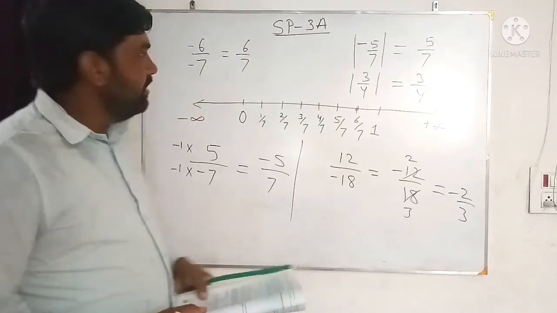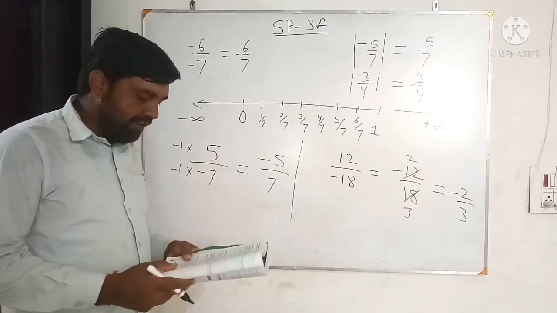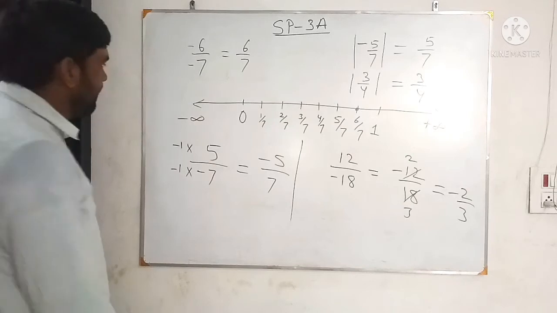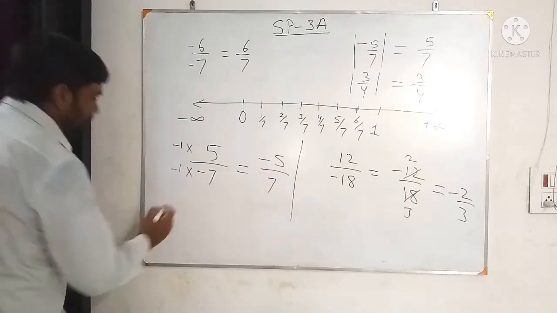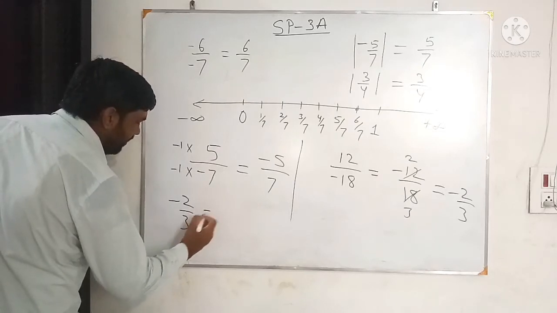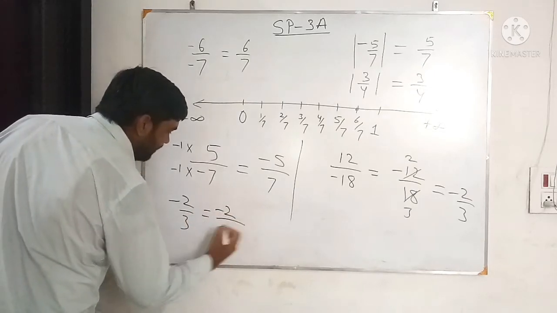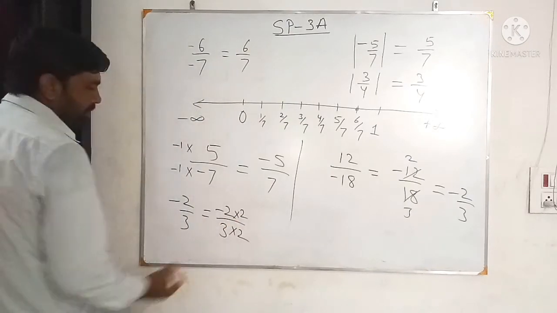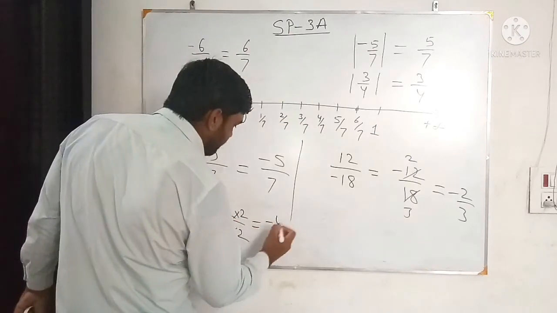Equivalent rational number. What is the equivalent rational number? Numbers which have equal values are called equivalent rational numbers. Means the multiples of the rational number are called equivalent rational numbers. For example, the equivalent rational numbers of minus 2 by 3. The second one will be what? Minus 2 by 3, take its second multiple. Multiply by 2 and multiply by 2. So it will become minus 4 by 6.